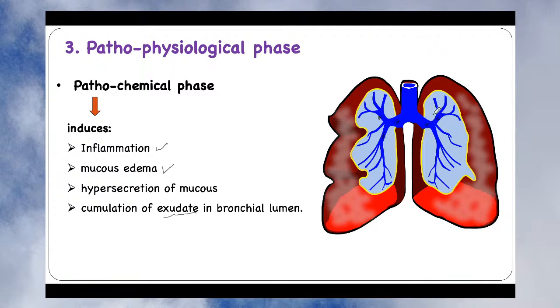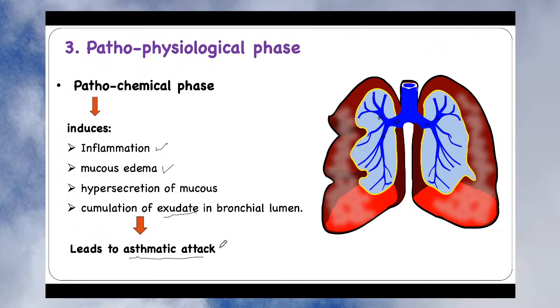And overall, due to all those problems produced by the different chemicals released in the pathochemical phase, the patient will start showing the symptoms of an asthmatic attack. The asthmatic attack will not be produced unless the biologically active substances produce inflammation, mucosal edema, hypersecretion of mucus, and accumulation of exudate in the bronchial lumen. Once that is done, the patient will show the symptoms of an asthmatic attack.